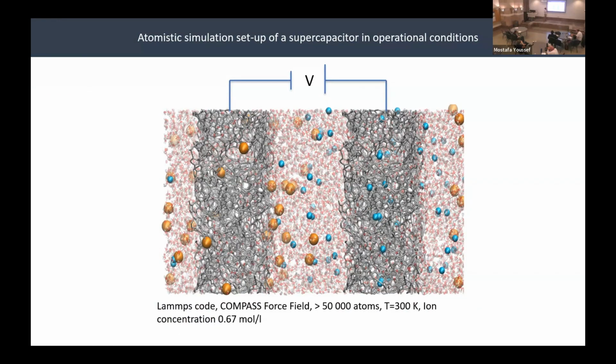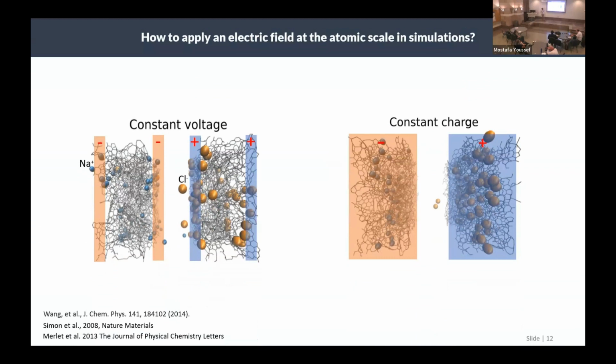So this is also a challenge because there is no real easy way of applying a voltage at the atomic scale, and it's not very easy to do. For instance, if we try to use the two most used methods in the literature, which are constant voltage and constant charge approaches, we obtain quite bad results. Basically, the constant voltage approach is a method where the atoms of each of the electrodes will have an excess charge that will be added. And this excess charge is not constant, but it's modified so that the voltage is constant. That means all the atoms of the electrode will always feel the same Coulombic interactions.